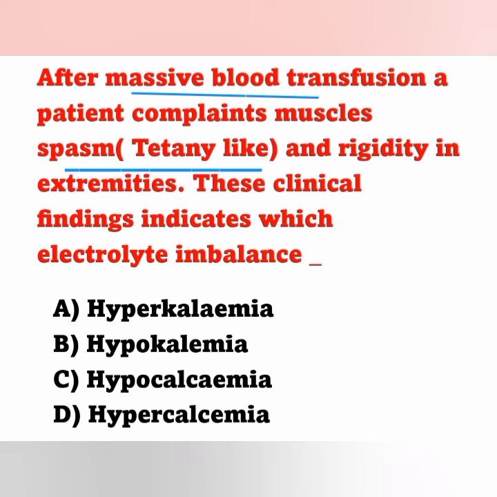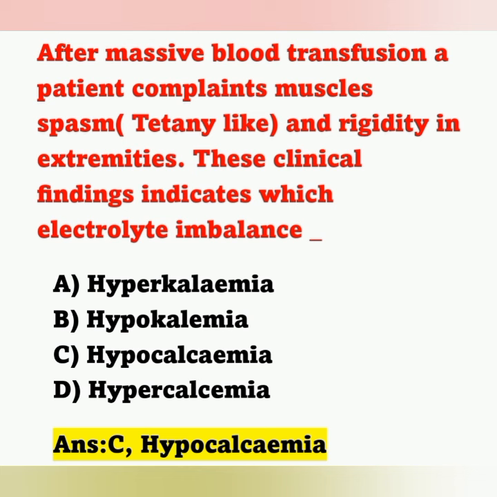Here the question is after massive blood transfusion. Massive blood transfusion means the patient received more units of blood, that is more than 10 units of blood. So after this massive blood transfusion, the patient complains of muscle spasm, tetany-like muscle spasm and rigidity in the extremities. This is the manifestation of which electrolyte imbalance? That is the question. The correct answer will be hypocalcemia.